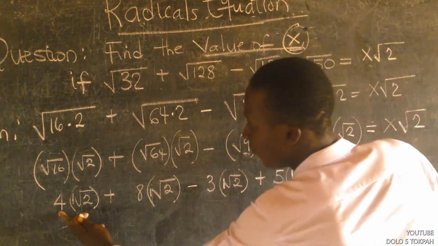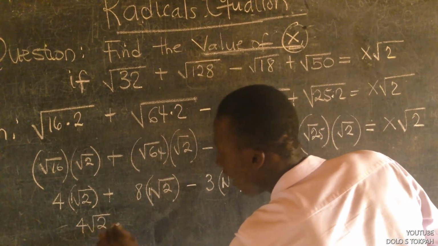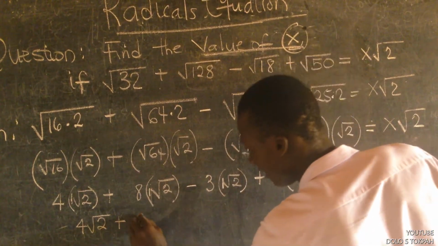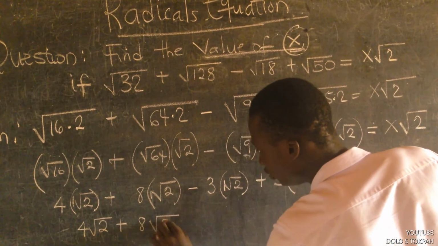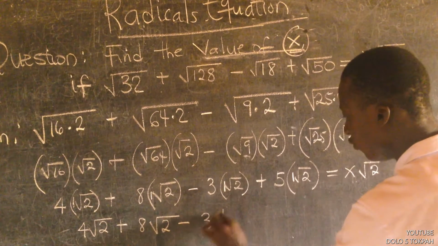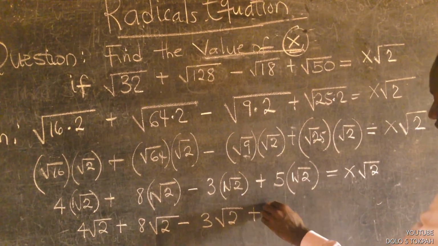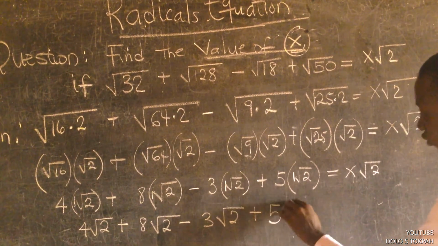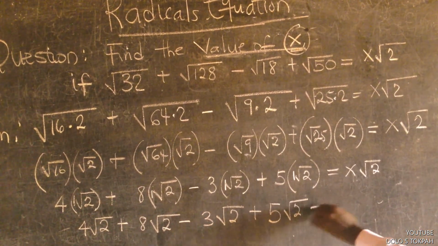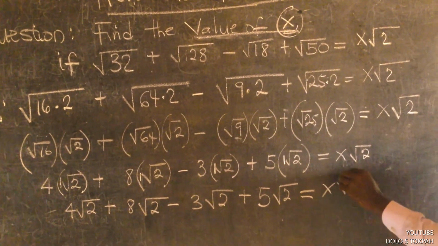So it becomes 4 times 1 will give me 4 root 2 coming outside. Plus 8 times 1 will give me 8 root 2 coming outside. Minus 3 times 1 will give me 3 root 2 coming outside. And the last one, 5 times 1 will give me 5 root 2 coming outside. And everything will be equal to x root 2.